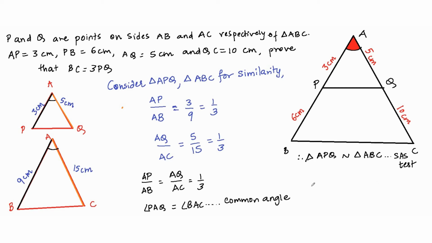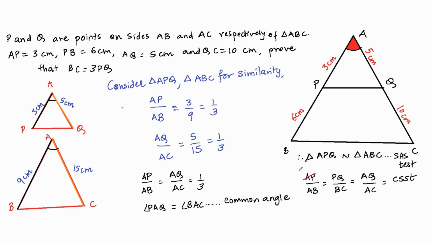And because it is similar by the SAS test, I can also conclude that AP divided by AB is equal to PQ divided by BC, which is equal to AQ divided by AC. This is by corresponding sides of similar triangles. Now let us substitute the measures that we know.